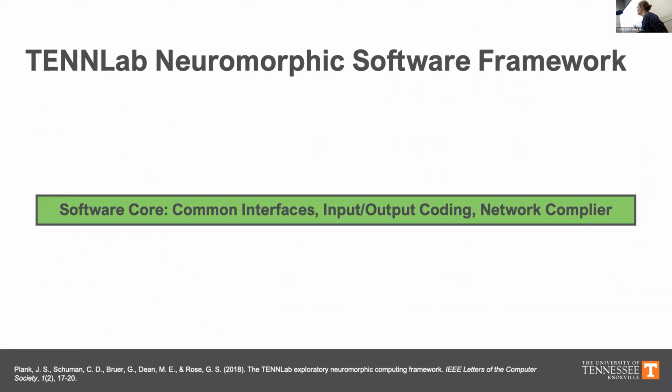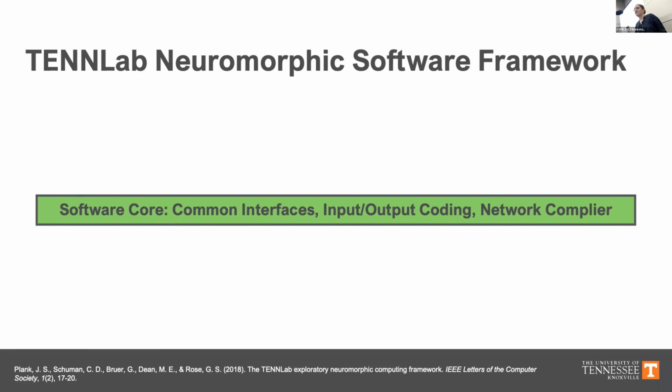So to do our neuromorphic computing research, we've developed our TENNLab neuromorphic software framework, where the core of that framework implements APIs that allow users to interact with neuromorphic hardware and with algorithms and applications. Part of that software core is that common interface, the API that we define, but we also include input and output coding, so if you have problems that aren't natively event or spike-based, that will translate that data into spikes, and output coding that will take spikes coming out of a network and turn it back into decisions or actions or whatever you need for your application. And we also have network compilation tools that allow you to compose different networks.